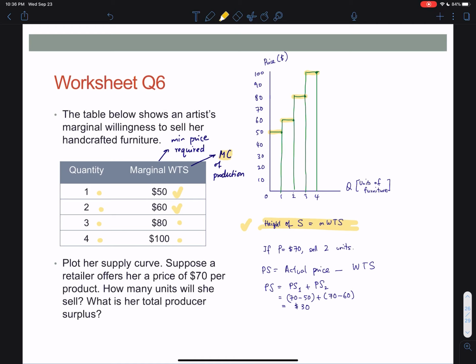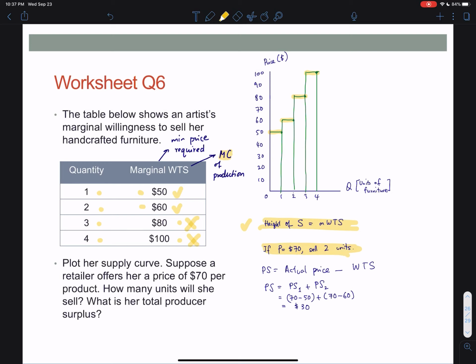Well, she's going to sell the first unit because the minimum price that she needs is $50. She gets $70 for that unit, so she'll sell that. She'll also sell the second unit because the minimum price is below the offer price, 60 versus 70, so she will also sell the second unit. However, she's not going to sell the third and the fourth unit because the minimum price required is greater. So if the price is 70, she is going to sell 2 units.